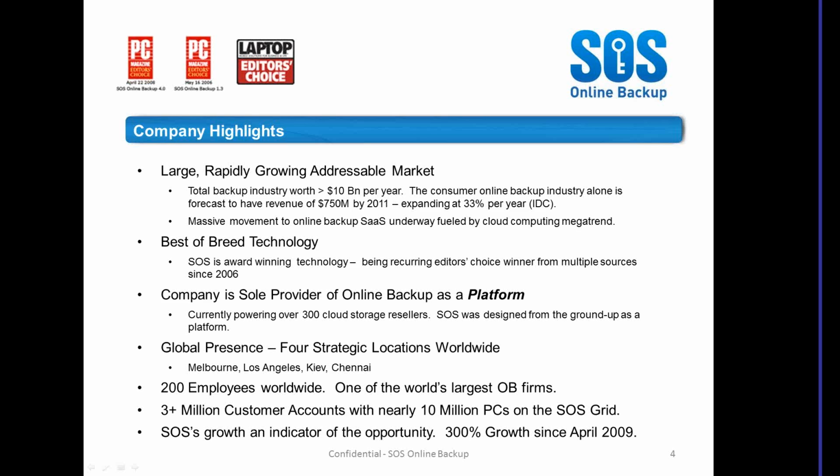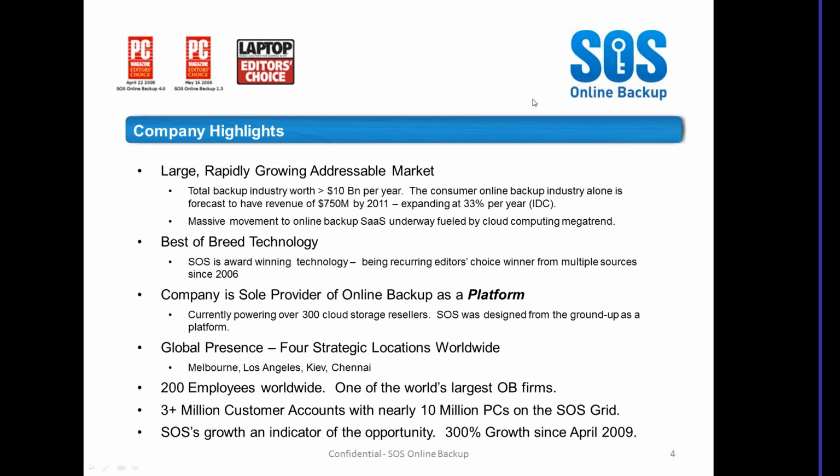And then this last point here on this slide, that we've grown 300% since 2009, which really isn't a comment about us so much as it's a comment about the success our partners are having. So we really only succeed when our partners succeed, and the fact that we're growing so rapidly, I think, is testament to the fact that our partners are doing very, very well selling online backup to their customers. All right.